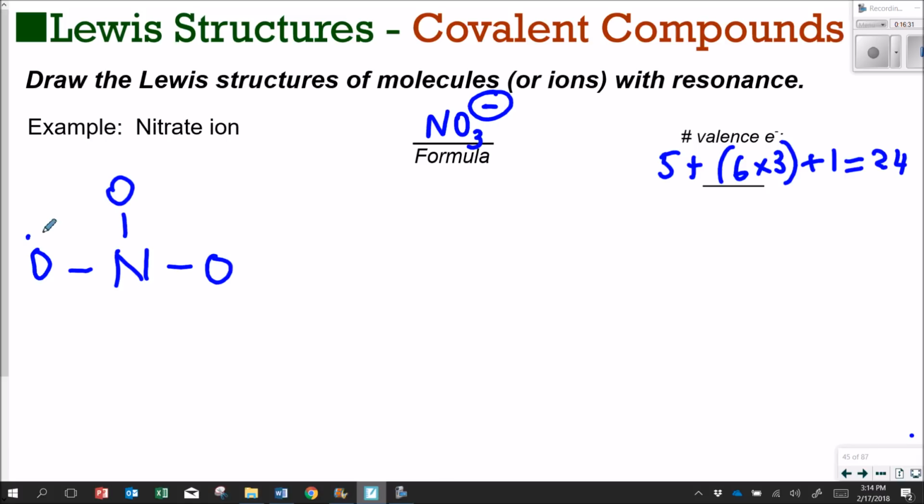We make each oxygen have 8 electrons. And we check if that makes up 24. We have 8 plus 8 plus 8, so we have 24 electrons accounted for. But if we check octets, this oxygen is happy with 8. This one has 8, and this one has 8. So they are all satisfying the octet rule.